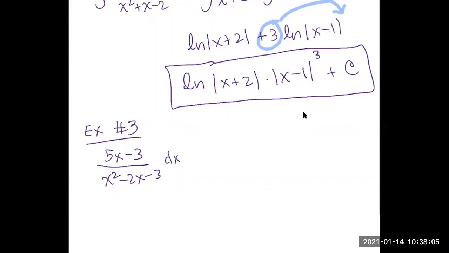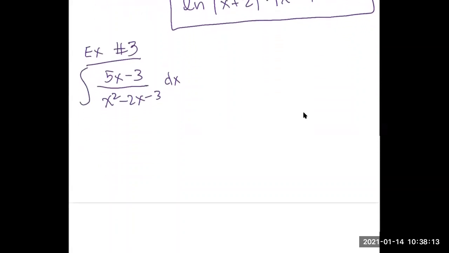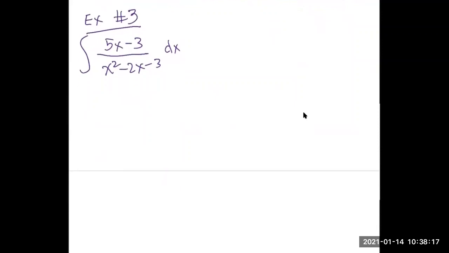Okay, so integrate 5x minus 3 over x squared minus 2x minus 3. And then go ahead and do the problem on your own. I forgot to put the integral there. And feel free to glance up if you need help with it.